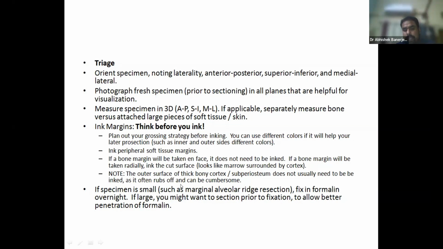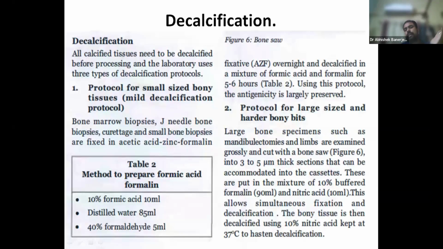Think before you ink. If the specimen is very small, fix it in formalin overnight. If it is large and you want to section it and you want to penetrate, you can go ahead with that also. The decision is all yours. Now, going ahead with the decalcification, many times I get a call from many pathologists asking what you actually use for doing this. Now, I always tell them, try, if you have taken a good amount of time from your surgeon. Few surgeons will annoy you like anything. Give me the report, give me the report, give me the report.